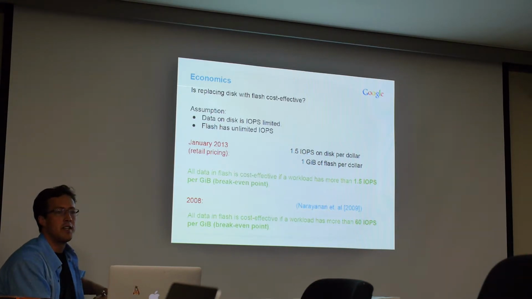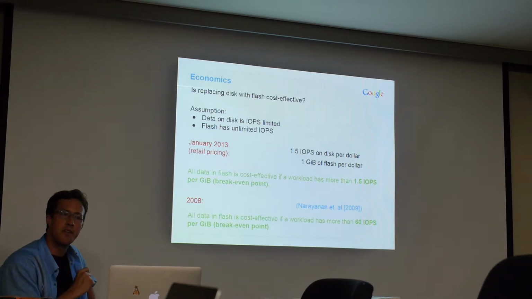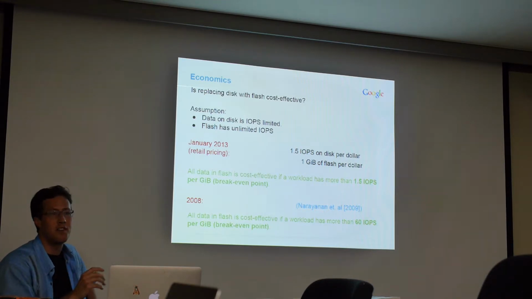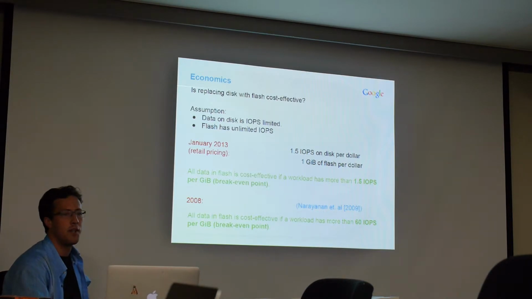So the first question is simply, if you're a large customer like Google, is replacing disk with flash cost effective? That was unknown to us a couple of years ago. As I mentioned earlier, the data on disk is limited by the number of I/O operations per second that you can issue to those disk drives. And flash has essentially, by comparison, unlimited I/O operations. You can issue many orders of magnitude more random I/O operations per second to flash. So at least for us, we're nowhere near pushing the best flash hardware to its full potential in that dimension.